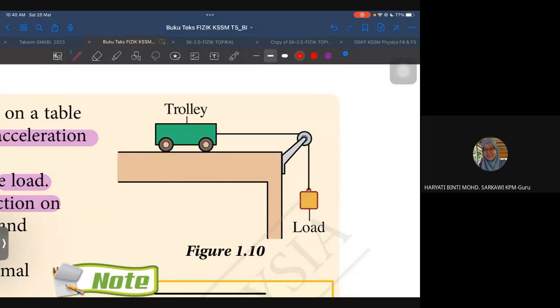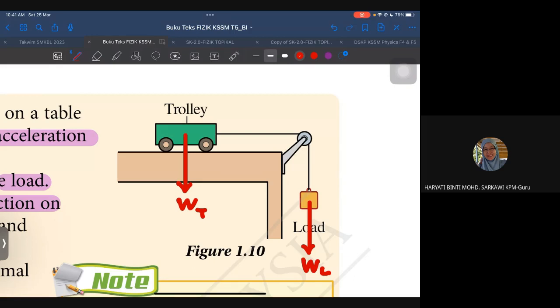When we label, the easiest one will be the weight. The weight, we normally draw at 90 degrees to the ground. This is the weight of the trolley. The load also has weight. Weight of the load, like that. Okay, next one.